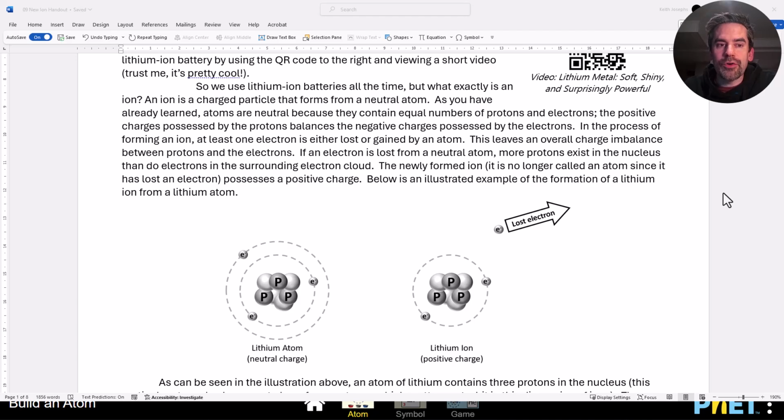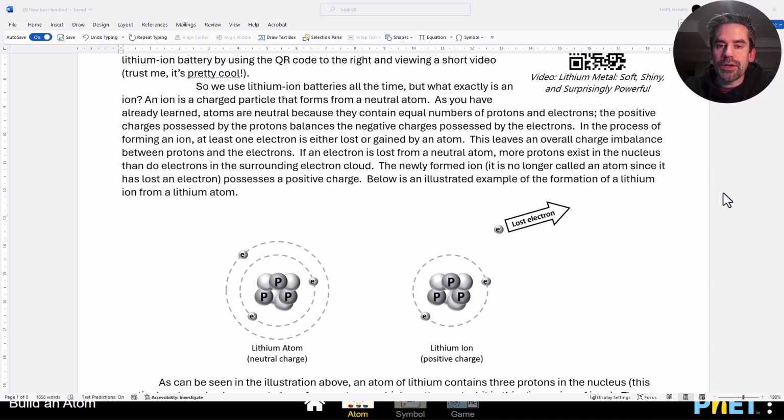In the process of forming an ion, at least one electron is either lost or gained by an atom. This leaves an overall charge imbalance between protons and electrons. If an electron is lost from a neutral atom, more protons exist in the nucleus than do electrons in the surrounding electron cloud. The newly formed ion is no longer called an atom, since it has lost an electron. It possesses a positive charge.